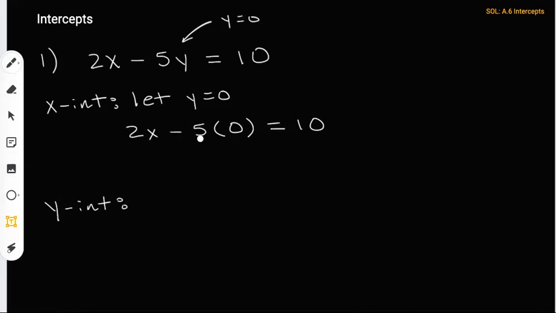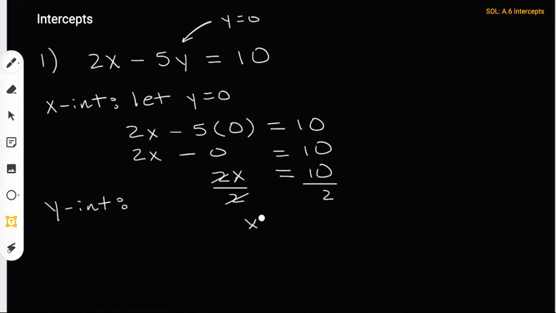So what is negative 5 times 0? That's going to be 0. So I get 2x minus 0 equals 10. So the minus 0, you can pretend like it doesn't exist. So you're only left with a 2x on the left side. And then the last thing that you want to do to get x by itself is to divide both sides by 2. So that's going to cancel out the 2's on the left side. And then on the right side, I have 10 divided by 2, which is going to be 5.